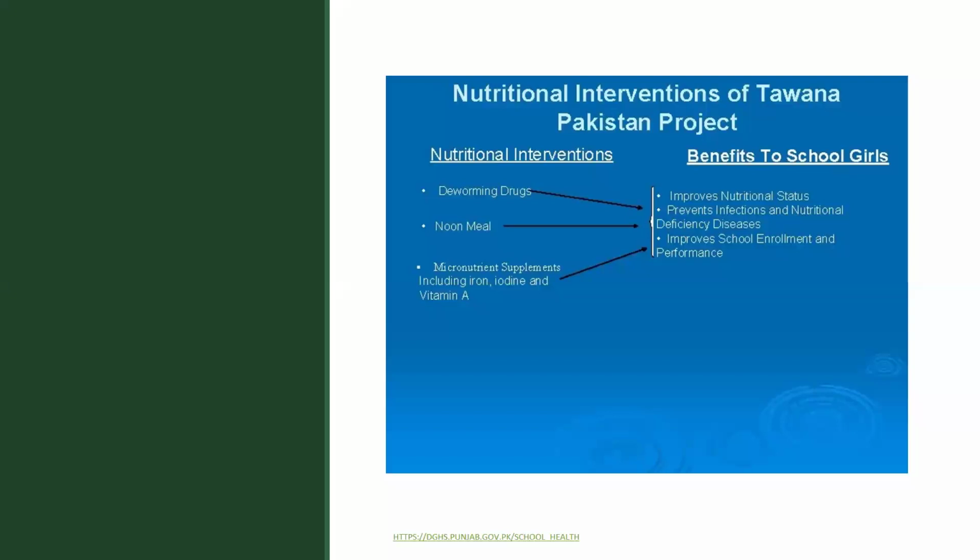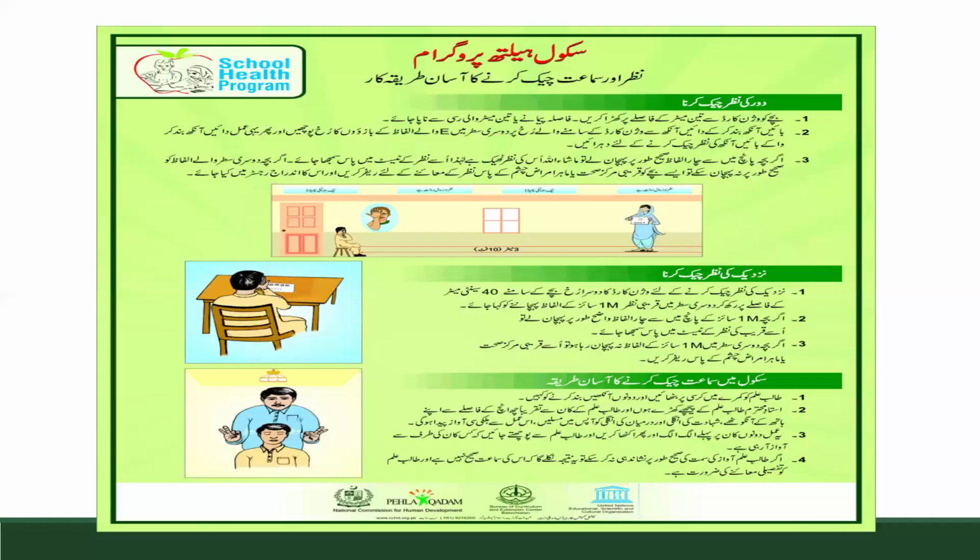Nutrition interventions of Tawana Pakistan project. The nutritional interventions include deworming drugs, noon meal, and micronutrient supplements. And benefits to school girls include improved nutritional status, prevention of infections and nutritional deficiency diseases, and improved school enrollment and performance.